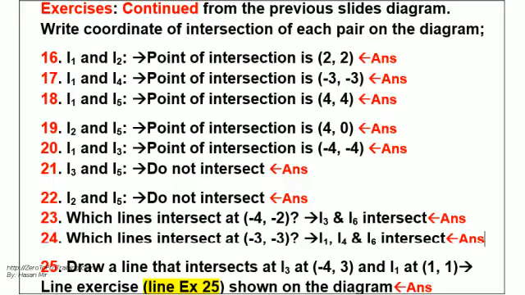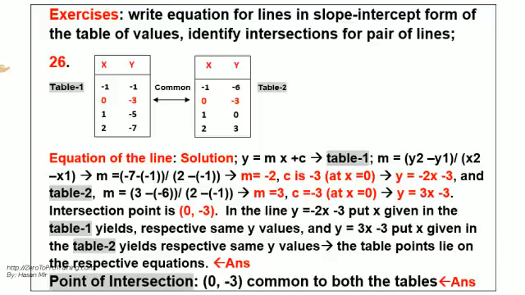Continued, write the coordinates of intersection respectively. 16. 2 and 2. 17. Minus 3 and minus 3. 18. 4 and 4. 19. 4 and 0. 20. Minus 4 and minus 4. 23. Minus 4 and minus 2. 24. Minus 3 and minus 3. 21 and 22 do not intersect. 25. See diagram.